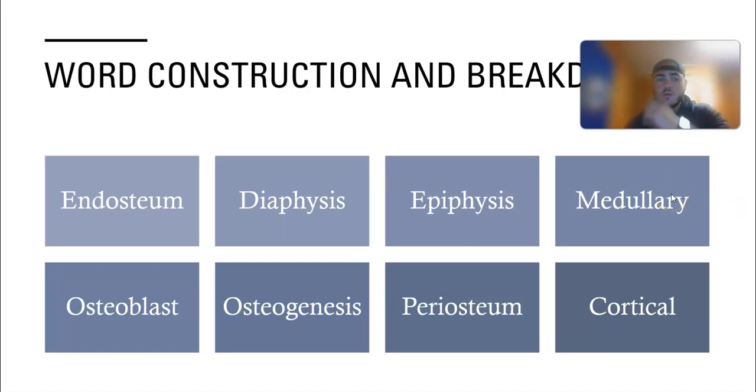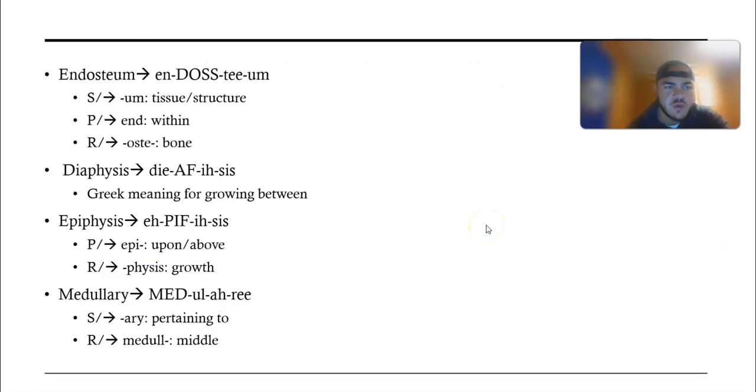So we just have some word component breakdowns for these kind of big words. You have endosteum, diaphysis, epiphysis, medullary, osteoblast, osteogenesis, periosteum, and cortical. So for that first word, endosteum, the suffix is -um, which means tissue or structure. The prefix is end-, which means within, and the root word is oste, which means bone. You have diaphysis, and it's the Greek meaning for growing between.